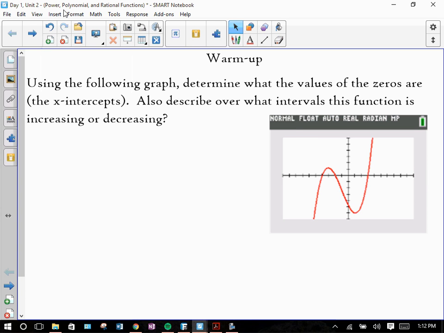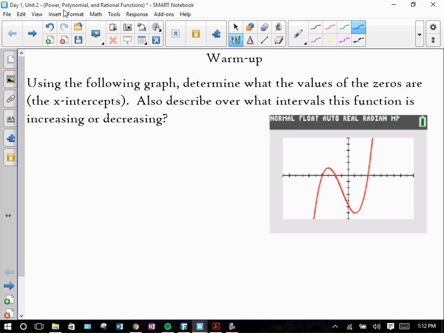Using the following graph, determine what the values of the zeros are, and the zeros are also known as the x-intercepts. Also describe over what intervals this function is increasing or decreasing. Alright. So, can someone give me, first of all, how many x-intercepts are there?